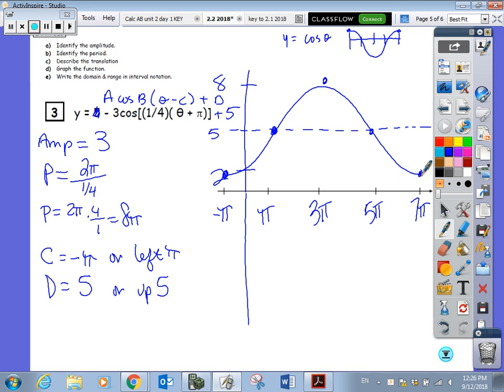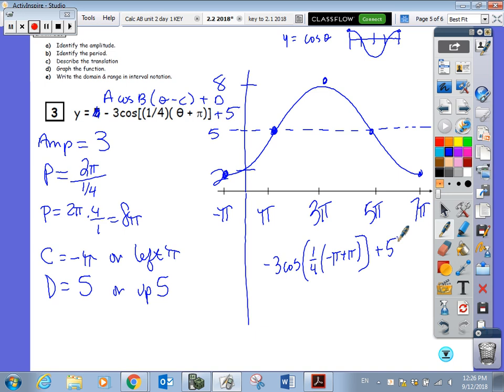If you can't remember where to start, you can always plug in. This is a little bit more to plug in from yesterday: -3 cosine 1/4 negative pi plus 5. Again, this is if you forgot where to start, if you forgot about the pattern.